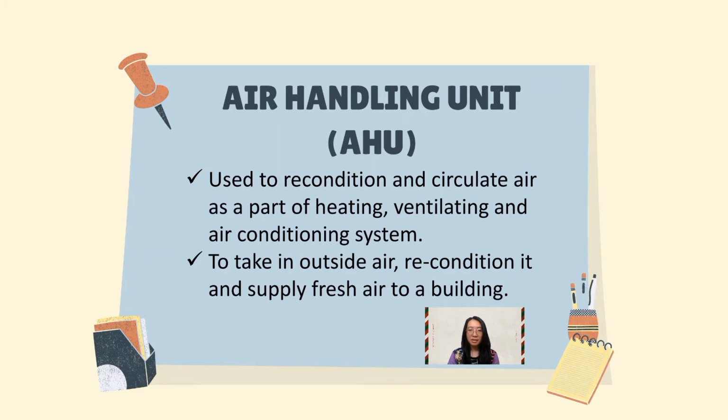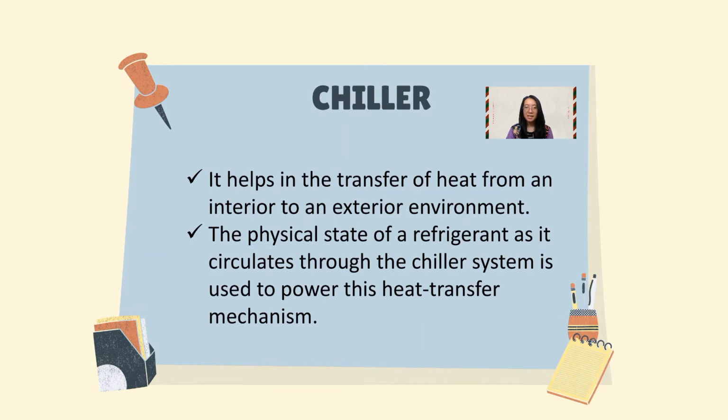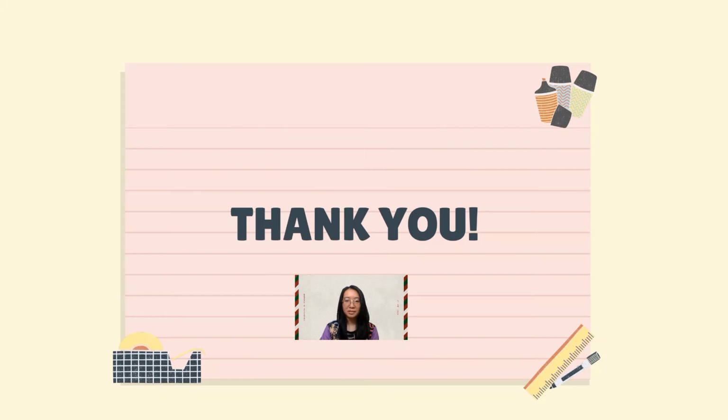Next is air handling unit. It is used to recondition and circulate air as a part of heating, ventilating, and air conditioning system. Lastly is chiller. It helps in the transfer of heat from an interior to an exterior environment. The physical state of a refrigerant as it circulates through the chiller system is used to power this heat transfer mechanism. That's all from me.